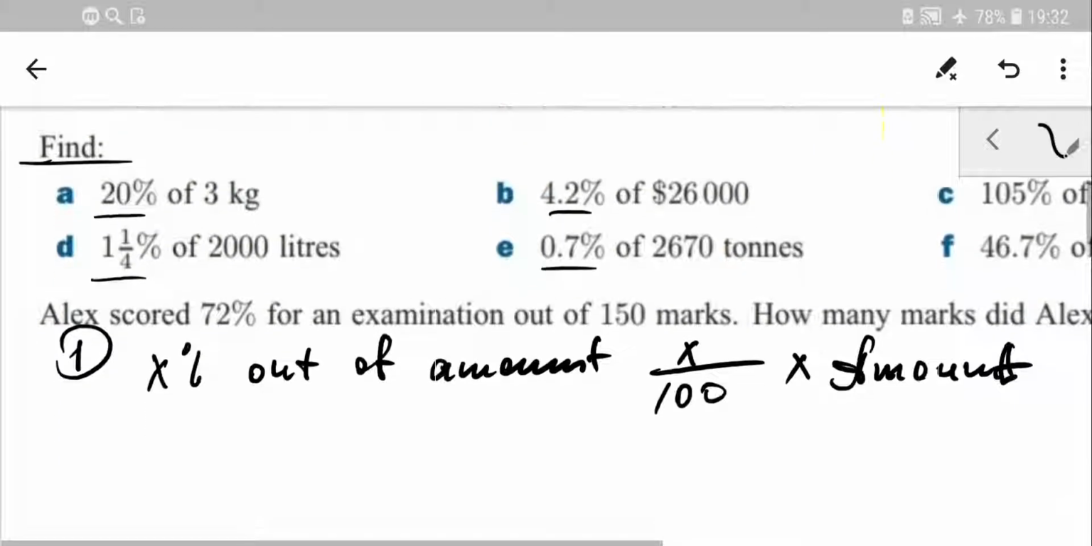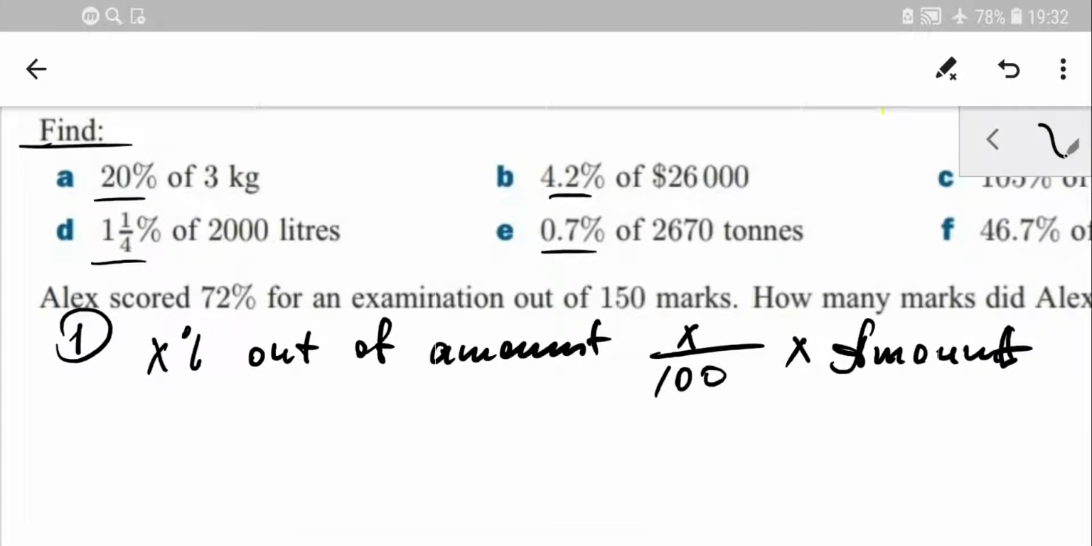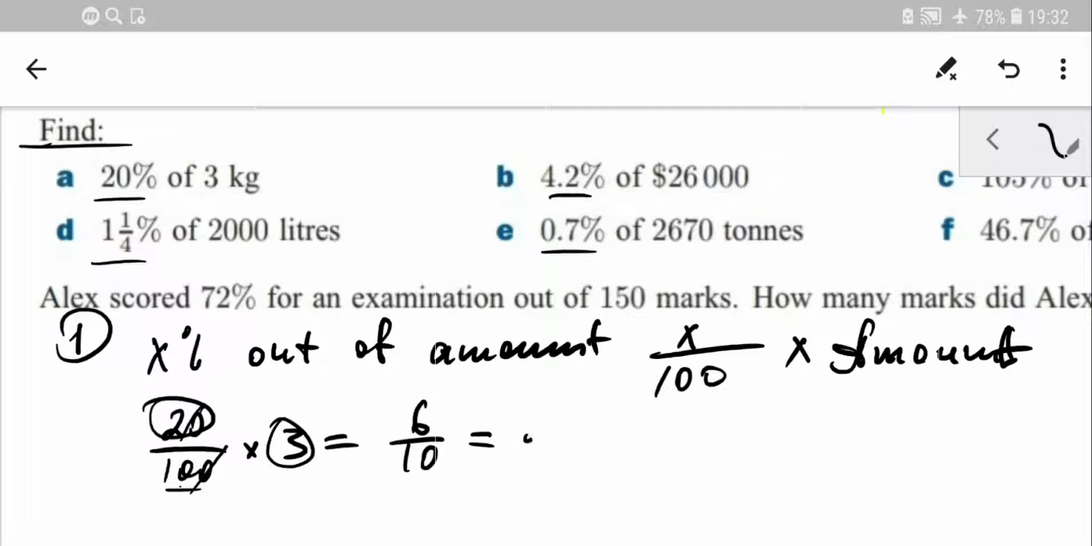So let's try to do it. 20% of 3 is simply 20 over 100, and then you multiply by 3. That's how it works. So you cancel, so 2 over 10. I will leave 10, because I would like to use decimal as a result, so I simply multiply 3 by the top part. So I'll get 6 over 10, or as a decimal it's going to be 0.6 kg.